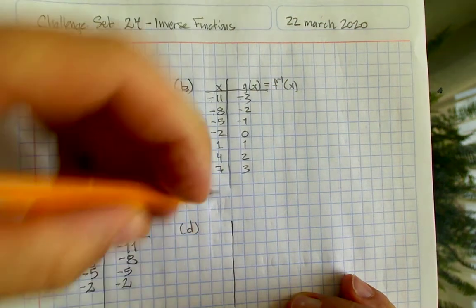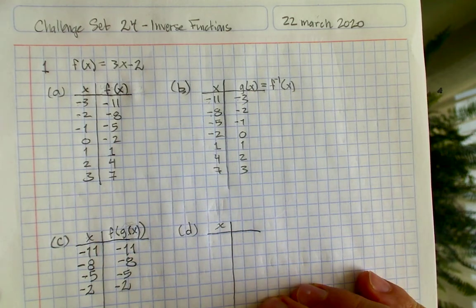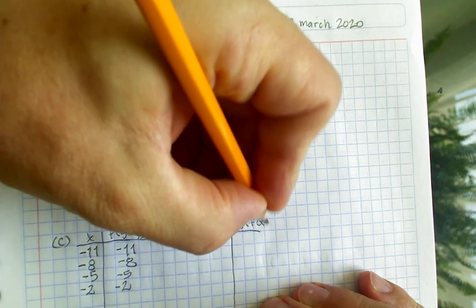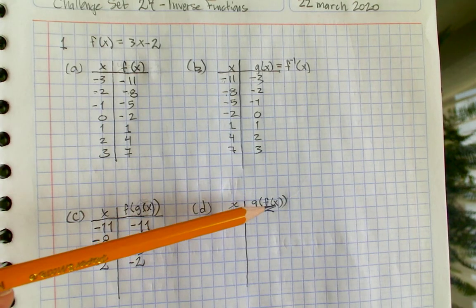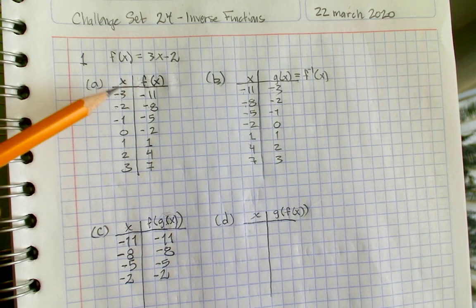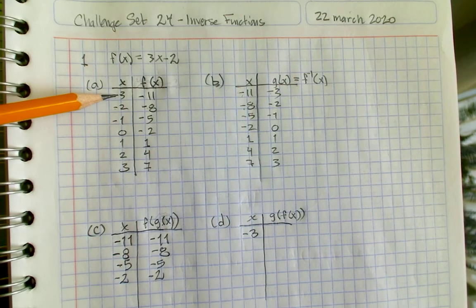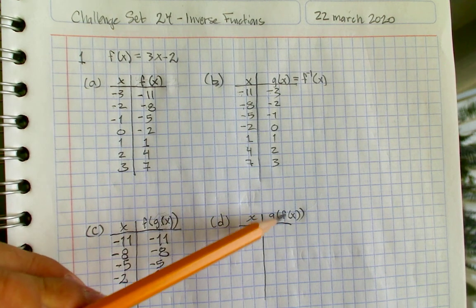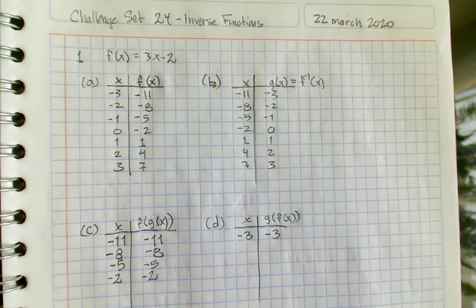Let's try this one. When we make a table for the other composite function, part D is asking us to make a table for g of f of x. Okay, so I'm going to evaluate f of x and then take the output of that and plug it into g. So I'm going to start over with this table right now. Let's imagine we start with the value of x equal to negative 3. Well, f of negative 3 is negative 11. So this is negative 11, and I want g of negative 11, and that gets me back to negative 3.